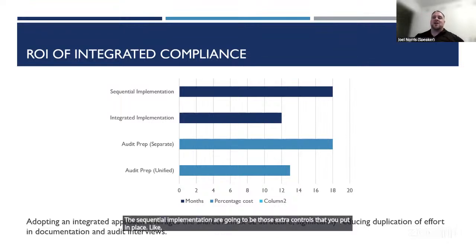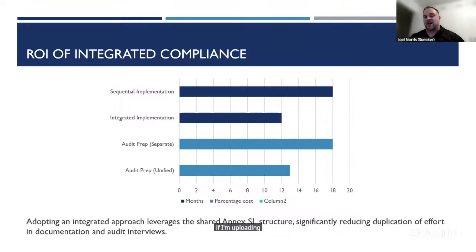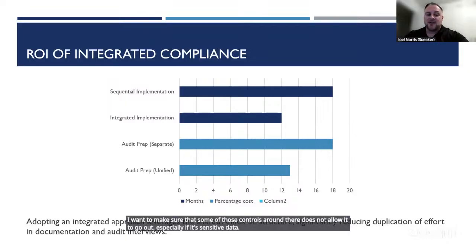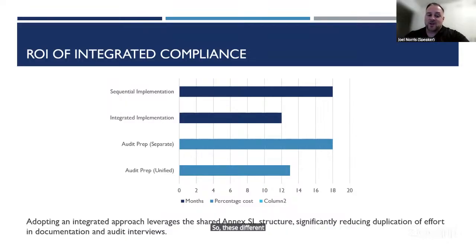For example, if I'm uploading documentation into my database for AI to look at and give me some reference information, I want to make sure that some of the controls around there do not allow it to go out, especially if it's sensitive data. So these different controls are going to be where you have to spend a little extra.